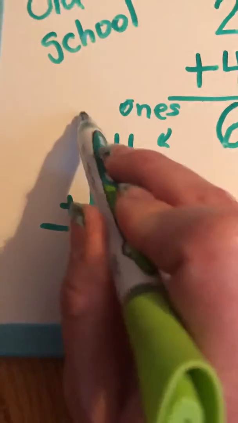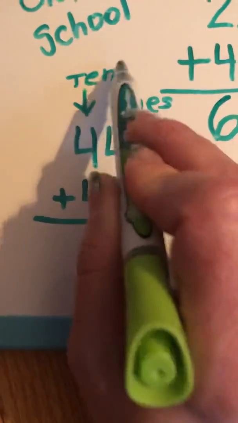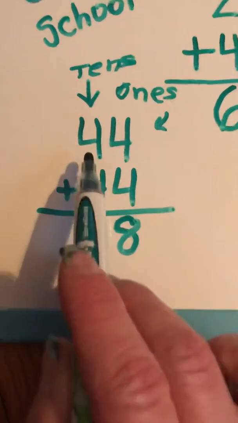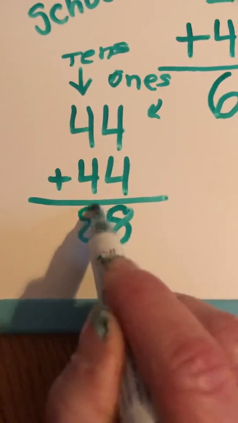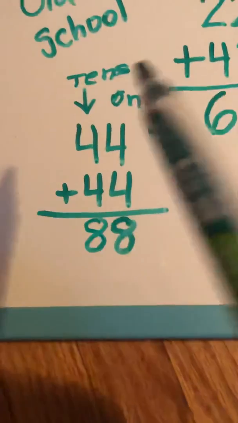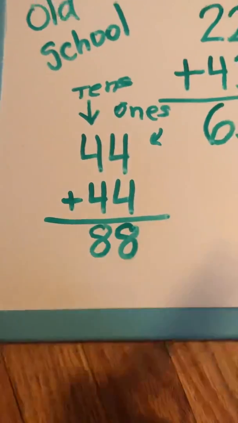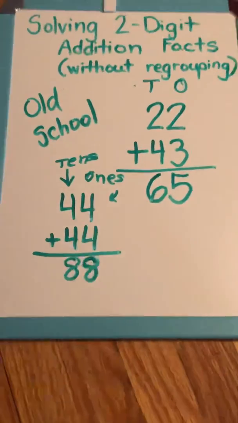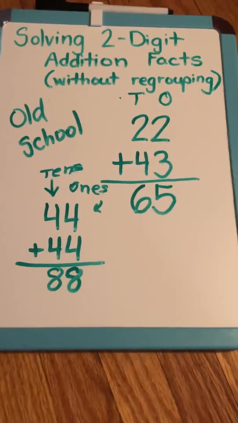Now we have to go over and add the digits in the tens place. Here we have a 4 and another 4. What is 4 plus 4? 8 again, you've got it. So the sum of 44 plus 44 is 88. If you did a great job following along and solving that 2-digit addition fact with your teacher, kiss your brain or give yourself a pat on the back.